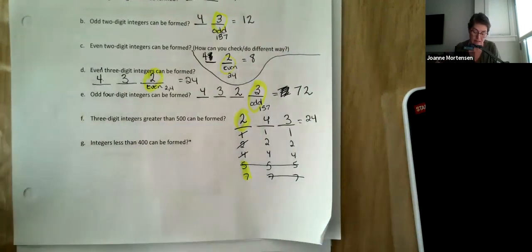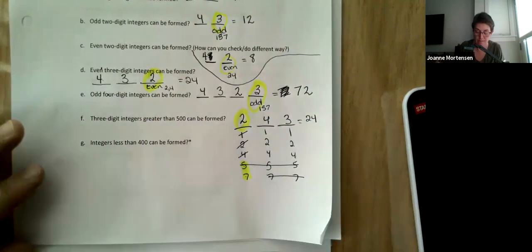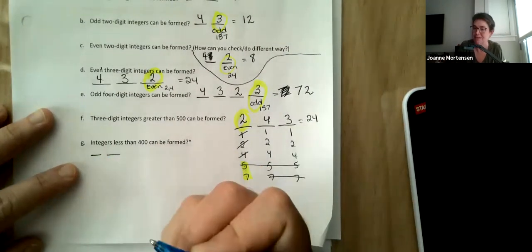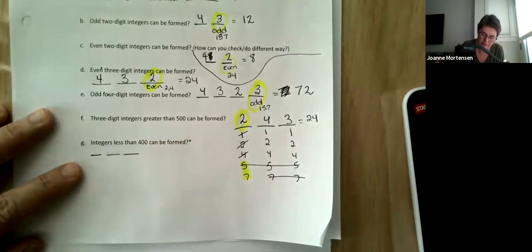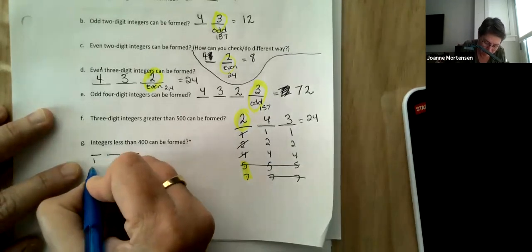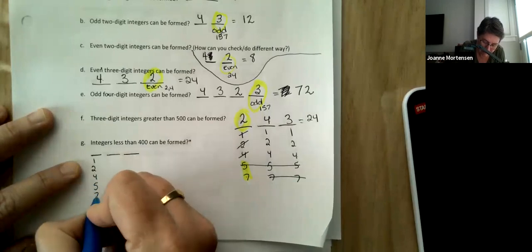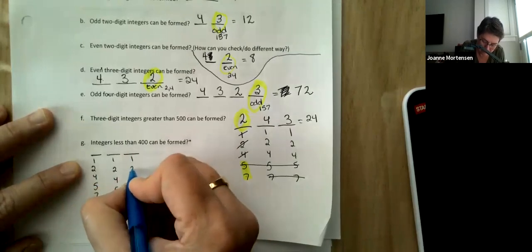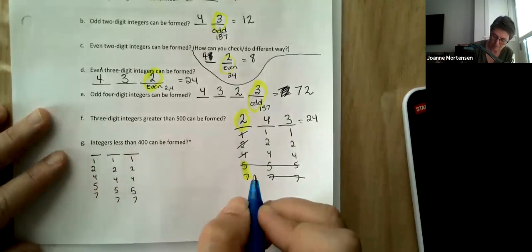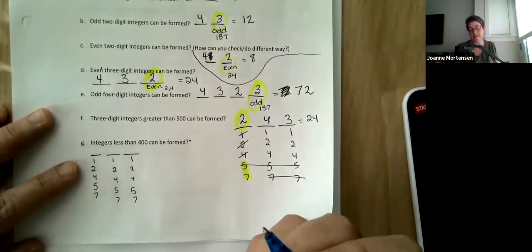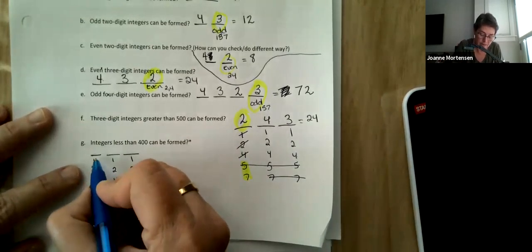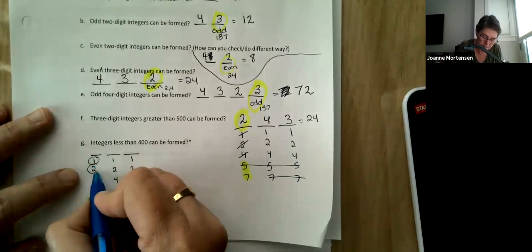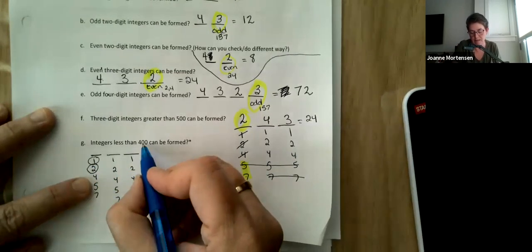Here we go. Integers less than 400 can be found. Okay, so 400 is a 3-digit number. I'm going to do that again. 1, 2, 4, 5, 7. All right, so I need it to be less than 400. So you could start with 100, start with 200, but it couldn't start with a 4 because it's supposed to be less than 400.